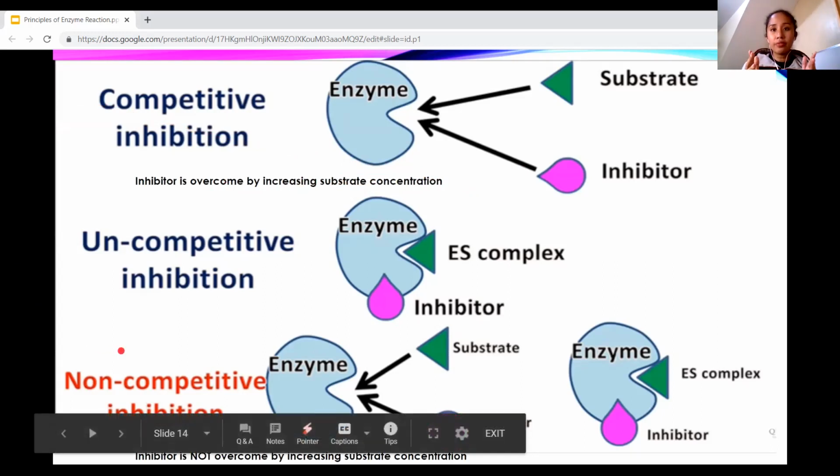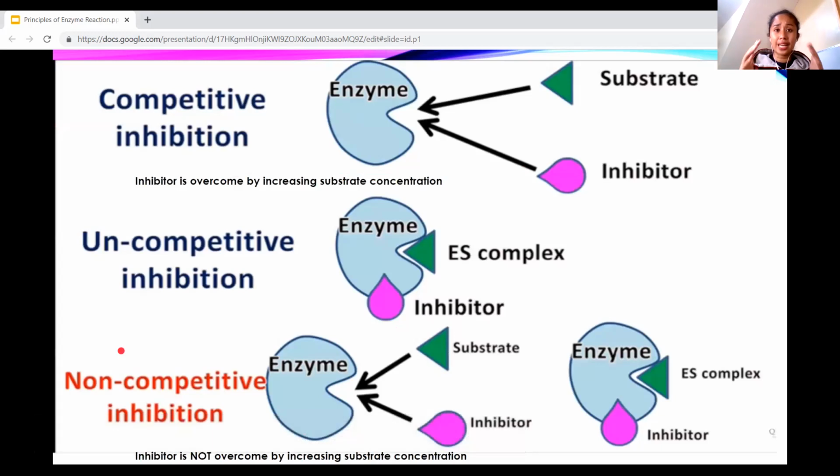So, in non-competitive inhibitors, the inhibitor attaches at the allosteric site. So, the inhibitor is at another site, not at the active site. Class, I have a note here: the inhibitor is not overcome by increasing substrate. Even though you increase your substrate all you want, you will not cancel out your inhibitor.